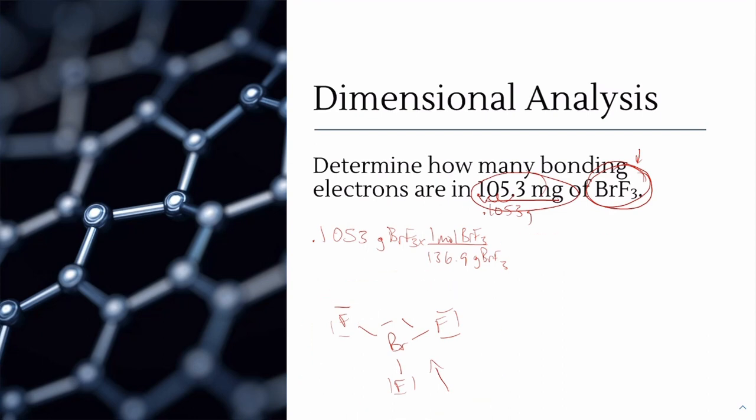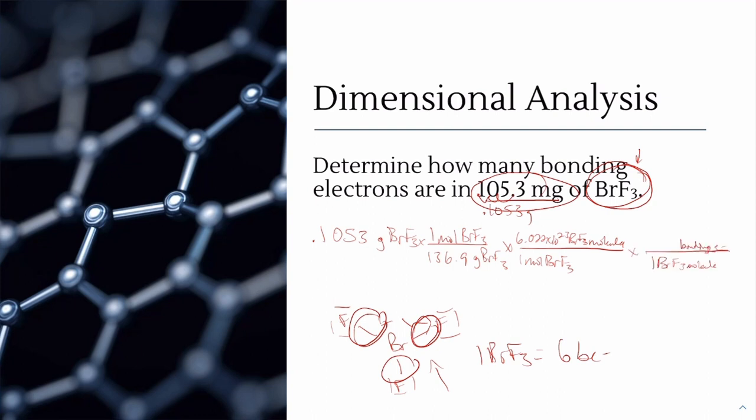But ultimately, what I need to find is the bonding electrons. So I know that one BrF3 molecule has how many bonding electrons? It's got 2, 4, 6 bonding electrons. 6, I'll just put BE. Okay, so that's going to be my conversion factor for this. So I'm going to put a BrF3 molecule has 6 bonding electrons. And then once you found that the unit that you're looking for is on the top, that's when you stop, okay? And then just make sure that all of these are canceling, okay?